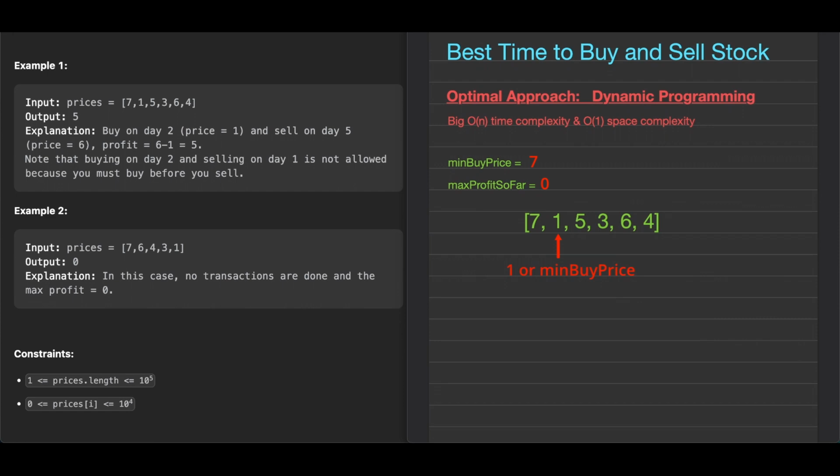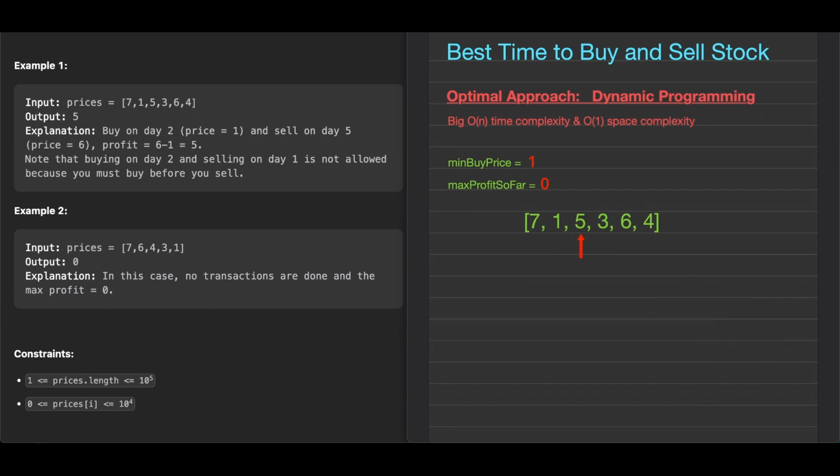We have a current price of 1. The first thing we'll do is check which price is lower, our current price or our current minimum buy price of 7. Of course 1 is less than 7, so we update the current minimum buy price to 1. Then we'll check if the current price is equal to the current minimum buy price. If it is, then we'll just continue because, again, we're not allowed to buy and sell on the same day. And even if they weren't the same day, let's say we just had some duplicates, well, the result is going to be the same. So we can just continue and force the for loop to iterate.